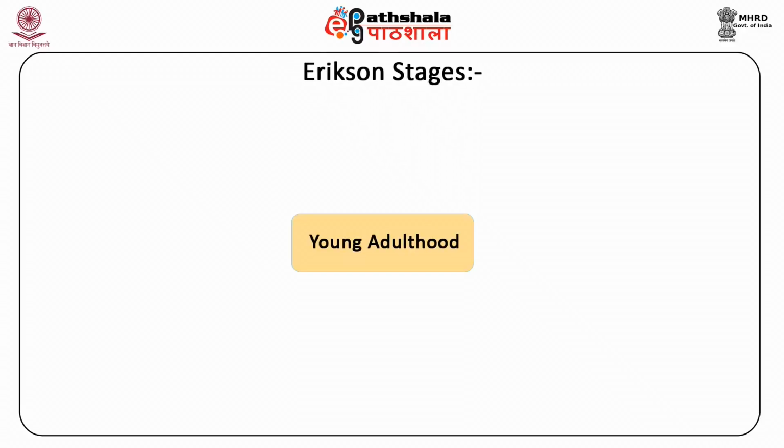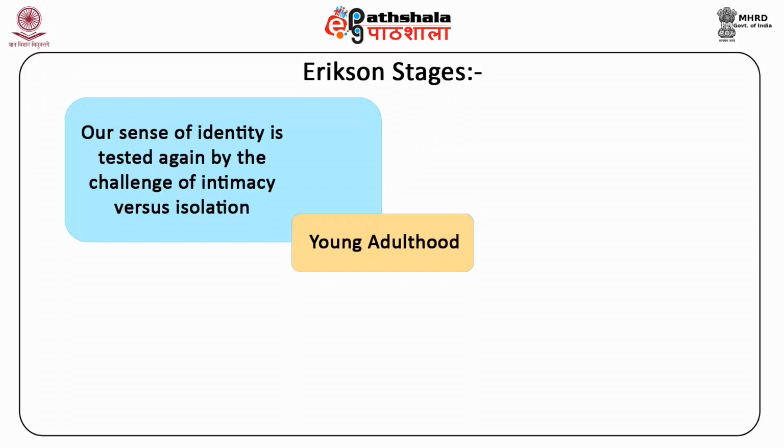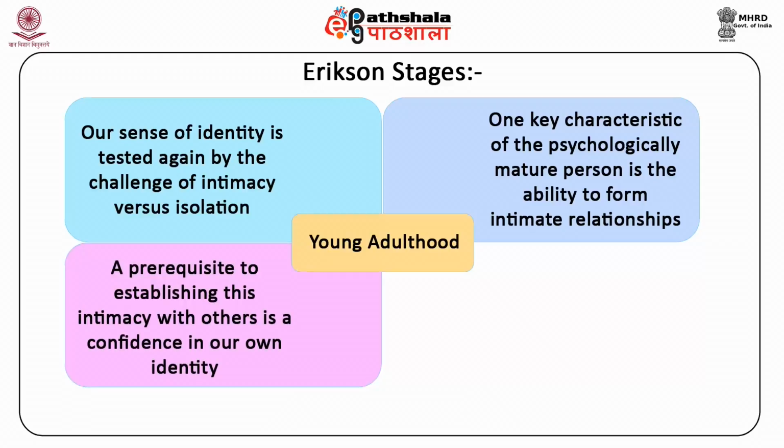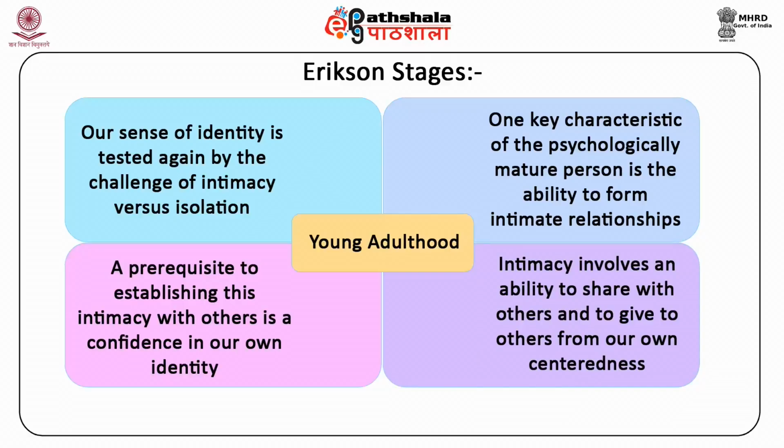Erikson has delineated three stages that cover the adult period: young adulthood, middle age, and later life. First, young adulthood. In Erikson's view, we approach adulthood after we master the adolescent conflicts over identity and role confusion. During young adulthood, our sense of identity is tested again by the challenge of intimacy versus isolation. One key characteristic of the psychologically mature person is the ability to form intimate relationships. A prerequisite to establishing this intimacy with others is a confidence in our own identity. Intimacy involves an ability to share with others and to give to others from our own centeredness.